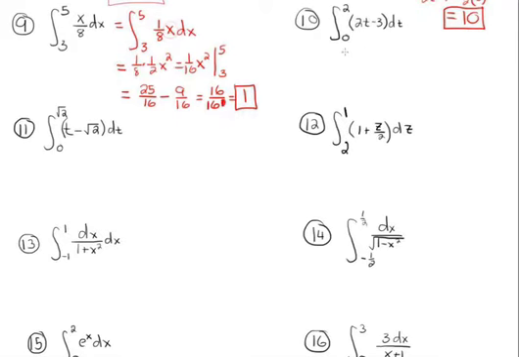Moving on, the antiderivative of 2t minus 3 is t squared minus 3t, evaluated from 0 to 2. So I get 4 minus 6, plugging in the 2 squared minus 3 times 2, minus, plug in 0, and I get 0. So I get 4 minus 6 is negative 2. Okay.